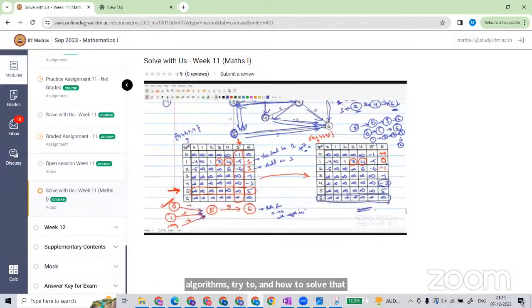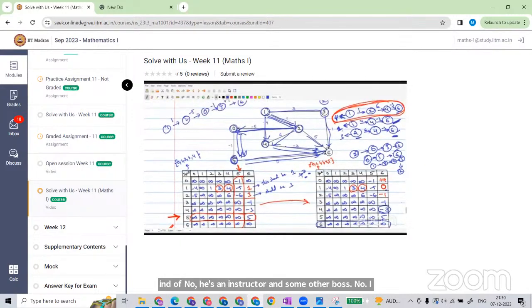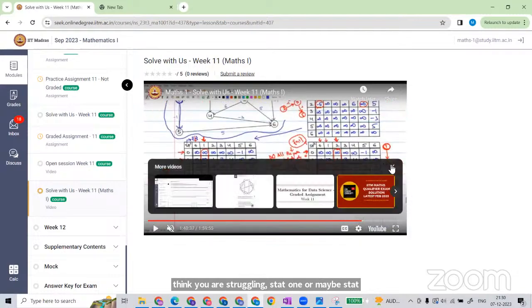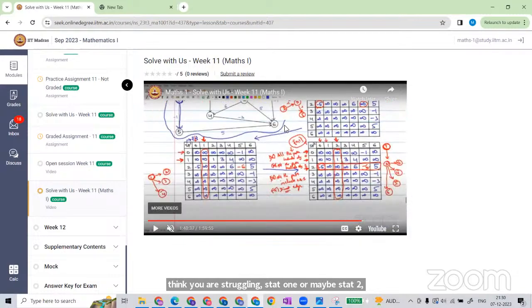Srikanth Venkatesh is not taking any lectures now, is he? No, he's an instructor in some other courses now. I think if you are doing Stat 1 or maybe Stat 2, then he will be there. Okay, so these 2 sessions are actually a kind of tutorial. Okay, we can go with that.